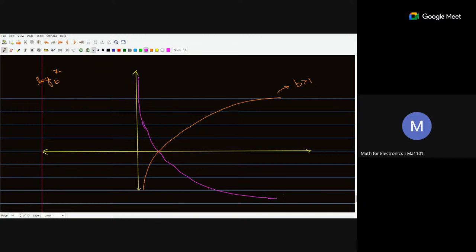Negative. This is how it looks. If you are comfortable with the Desmos graphing plot, just open Desmos and give different values for b and c. So this is b less than 1. Now you can clearly see the point 1 and this is x. When b is between 0 and 1, that means this pink curve, and x is also between 0 and 1, this is a decreasing function. Okay, you see that?